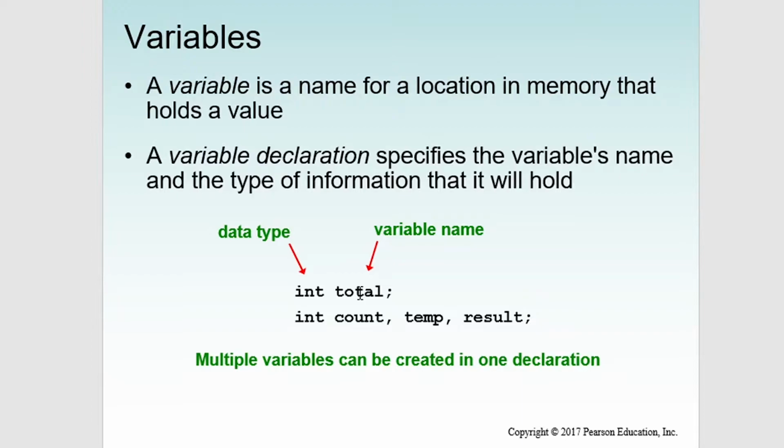A valid Java identifier can be composed of numbers, letters, the $ sign, and the underscore, but it can't start with a number. Multiple variables can be declared in one line. Here they have the data type, the name of the variable, another name for a variable, and another name for a variable. All these variables are of the int data type.